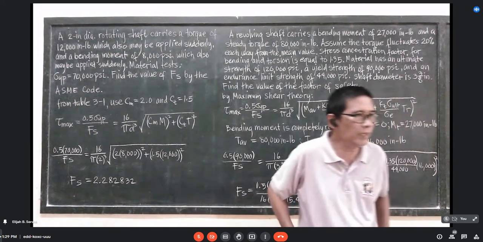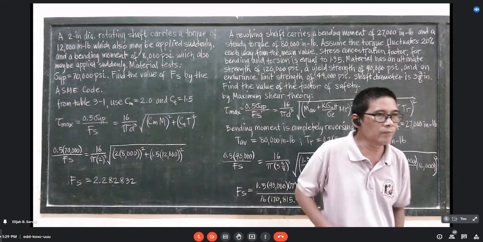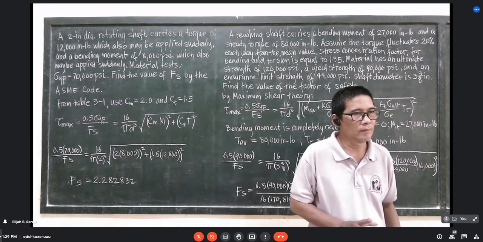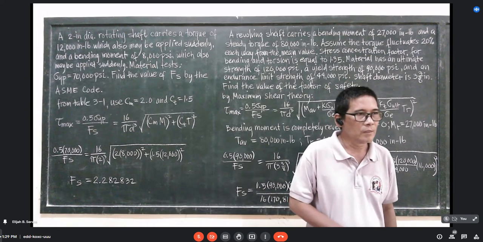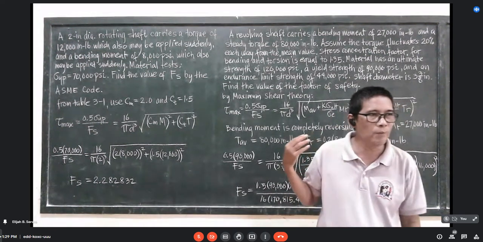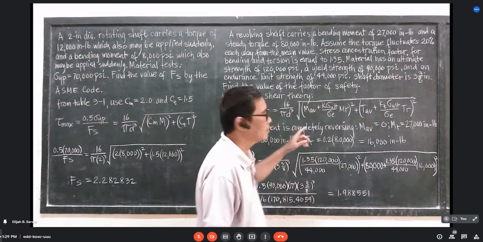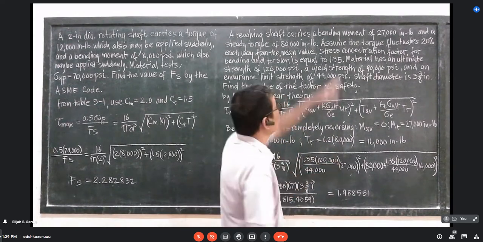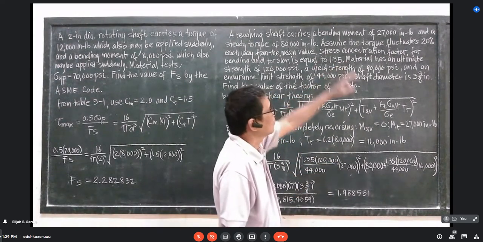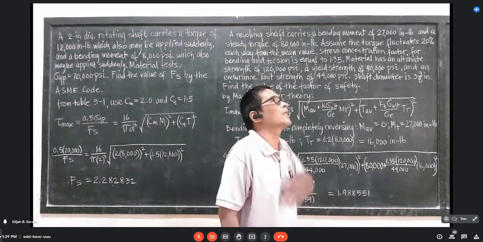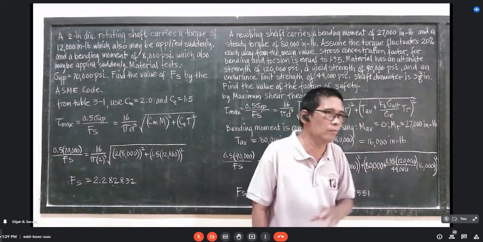Now, that bending moment does not vary. So, if you use it in the formula, what should it be, the average or the range? It is already 27, unless it is given as a maximum of 27 and a minimum of 15.